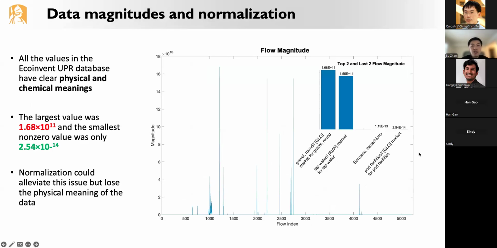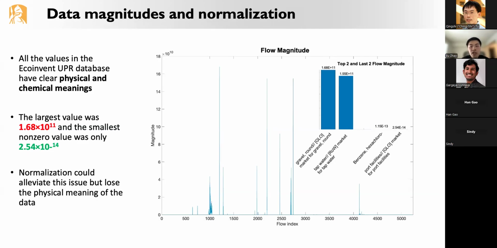And in addition, data magnitude and normalization is another issue that needs to be considered. Unlike the traditional matrix, the UPR database has a very clear physical and chemical meaning. It represents the energy or emission flows in the different unit processes. So considering the different units of processes or flows, and their inherent differences in industrial activities, the order of magnitude of the different elements' values in the database may vary greatly.